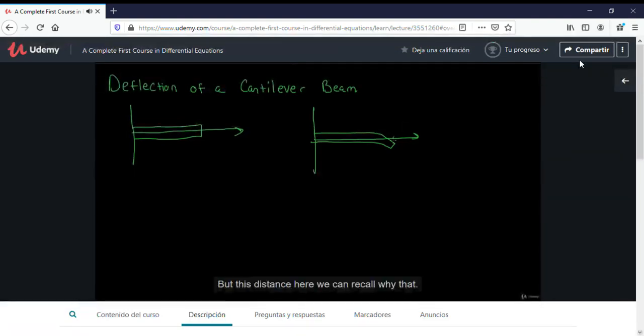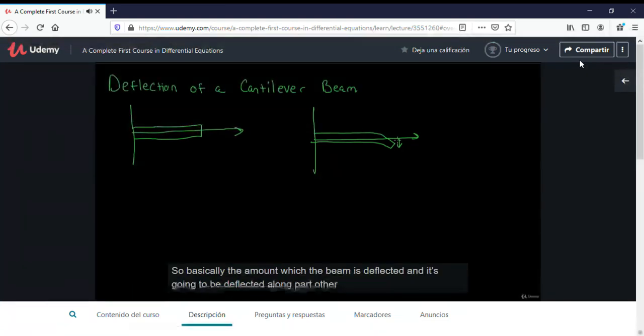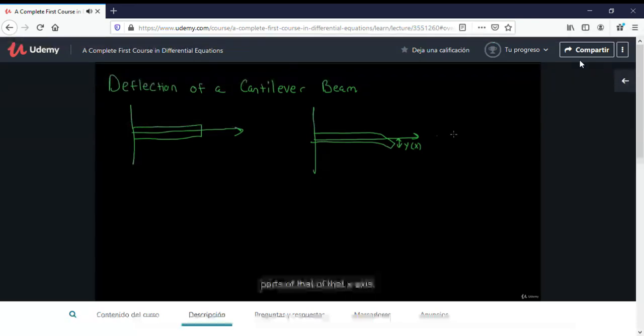But this distance here, we're going to call y of x. So basically, the amount by which the beam is deflected, and it's going to be deflected along other parts of that x-axis there. So for example, it could look something more like this.